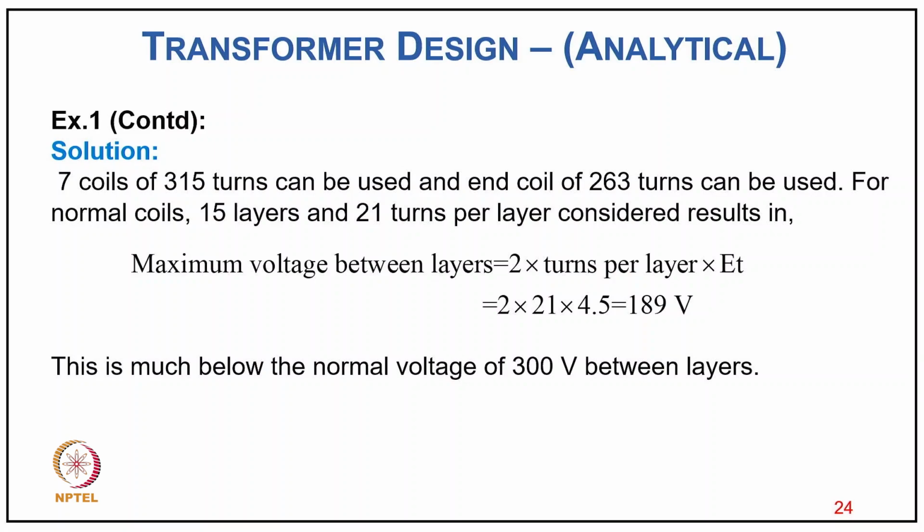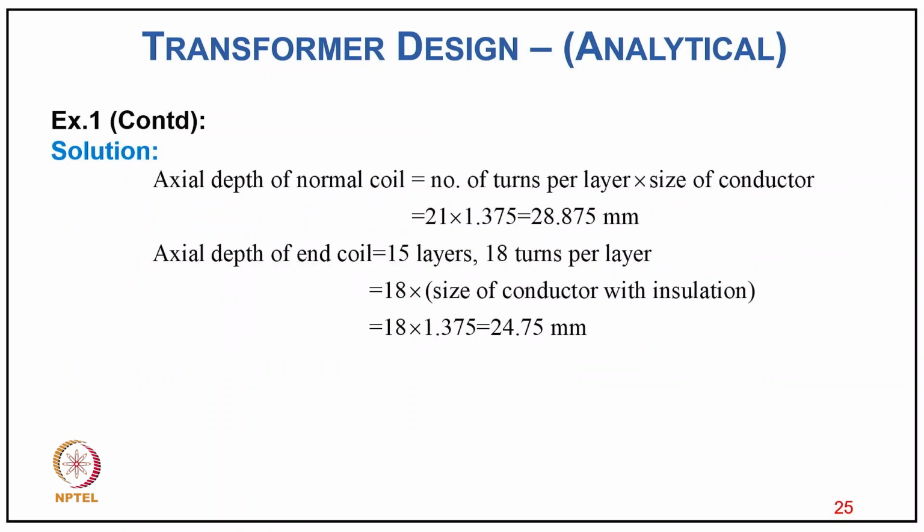So now 7 coils of 315 turns can be used, and end coils of 263 turns can be used. For the normal coil, 15 layers and 21 turns per layer considered results in the maximum voltage between the layers is 2 into turns per layer into ET. So that comes 189 volt. So this is much below the normal voltage of 300 volt between the layers.